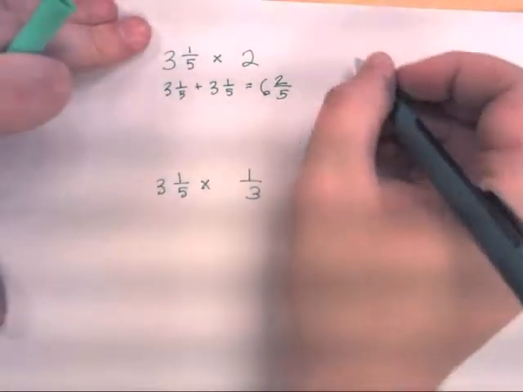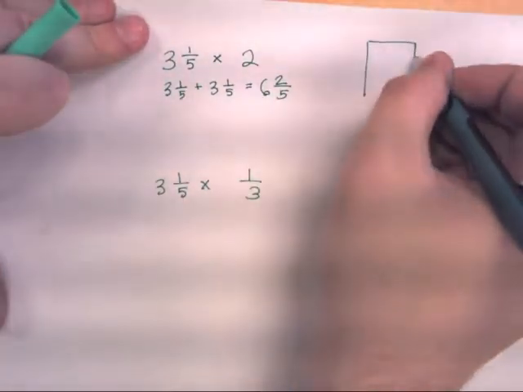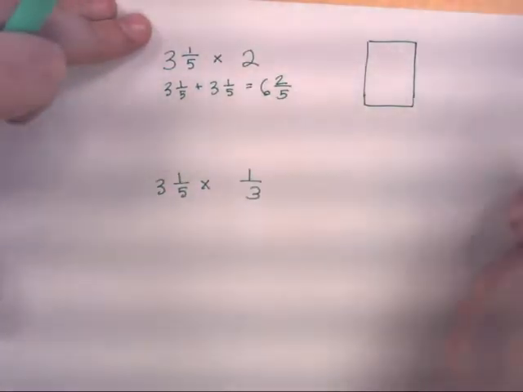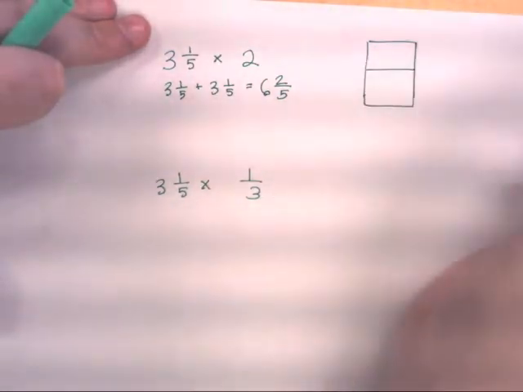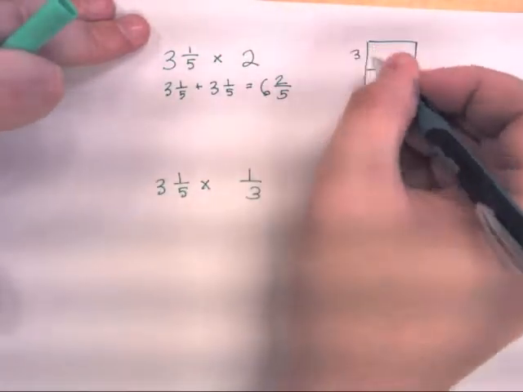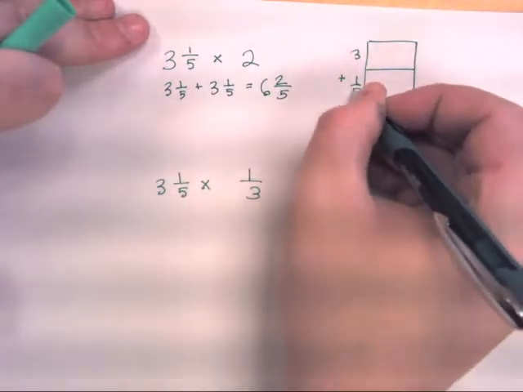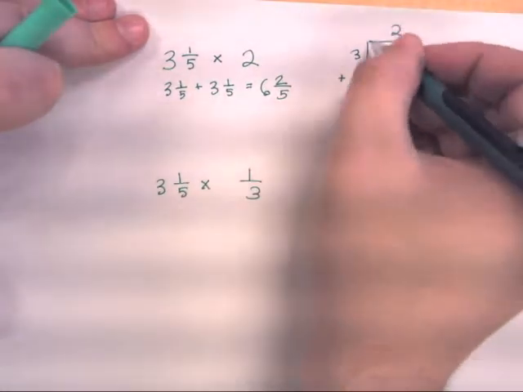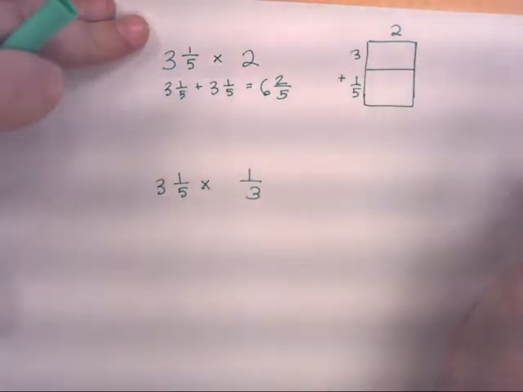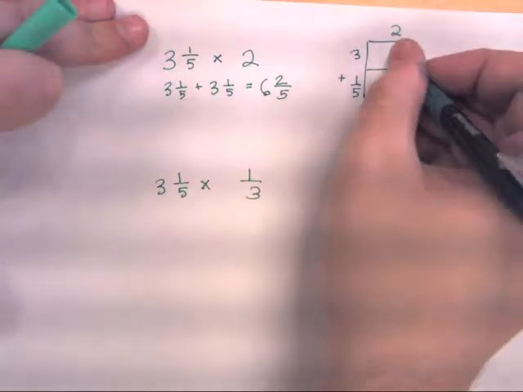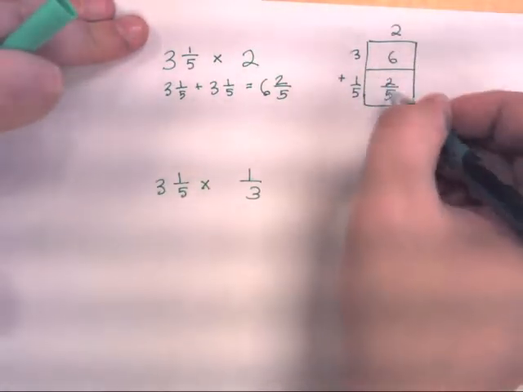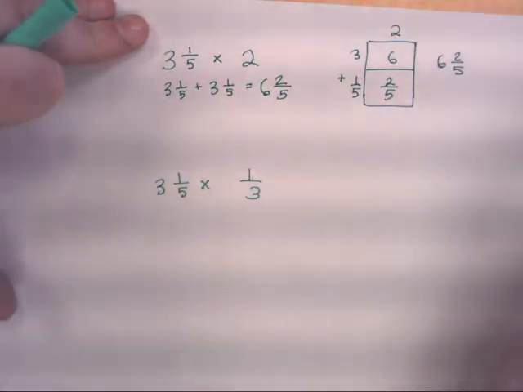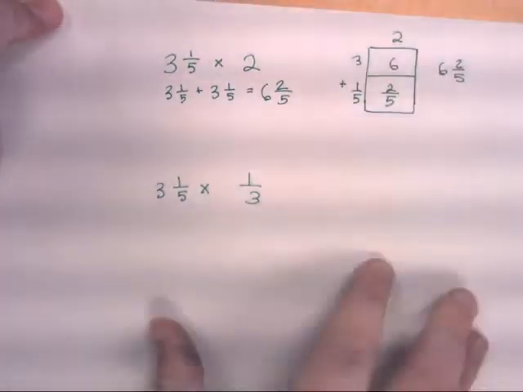Now another way you could solve this is by going back to a strategy that's been used with whole numbers, which is the area model. You can break up the mixed number into its whole and fraction parts. So 3 here, 1/5 here, and then multiply each part of this factor by 2. And again, add the partial products. And so 6 2/5 we also get once again.